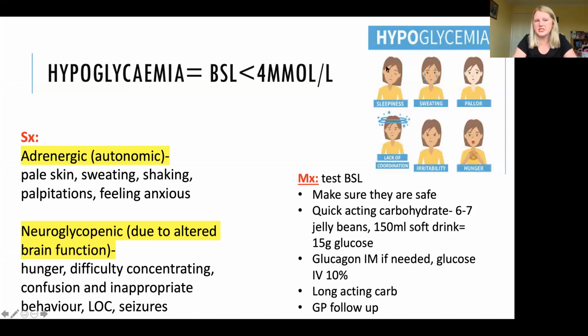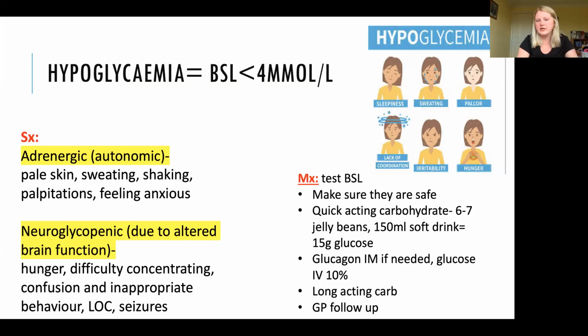And eventually with progression of that, there's also loss of consciousness and seizures. Obviously, to manage this, patients can be quite aware, but they can also not be aware of their symptoms in some cases. It depends on how tightly their glucose has been controlled prior to now. So making sure that the patient is safe and knows how to manage their own hypos is important. Depending on where they are, if they're in the community, making sure they've got jelly beans or a can of soft drink or something in their bag that they can use.